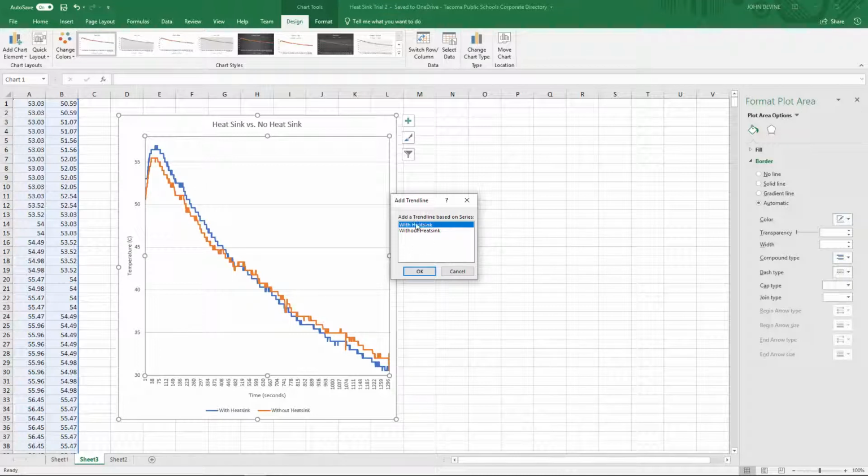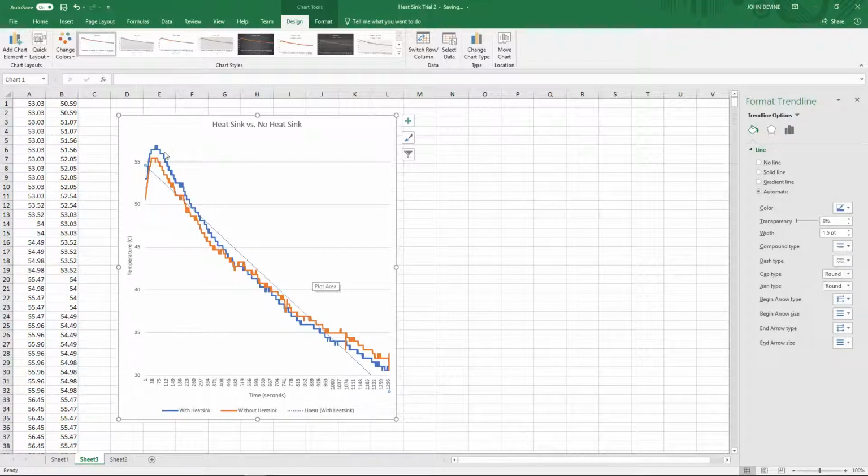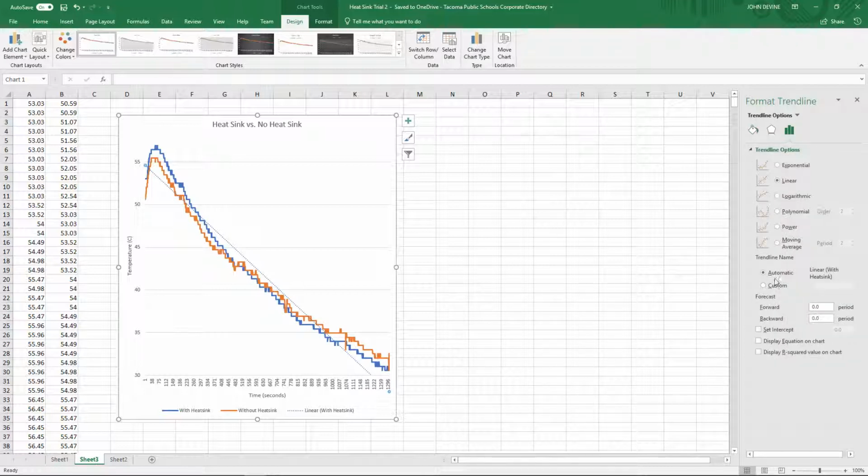First thing it will ask us is whether we want the with a heatsink line or the without a heatsink line, which is what I named my two series. If you haven't renamed them, it'll probably be Series 1 and Series 2. I'll just go with the first one, which is for my blue data. It gives me a blue linear trend line on there, plus some things I can change about it visually as well as numerically. So I could go in here and make it a different type of trend line, but for right now we're just looking at linear.